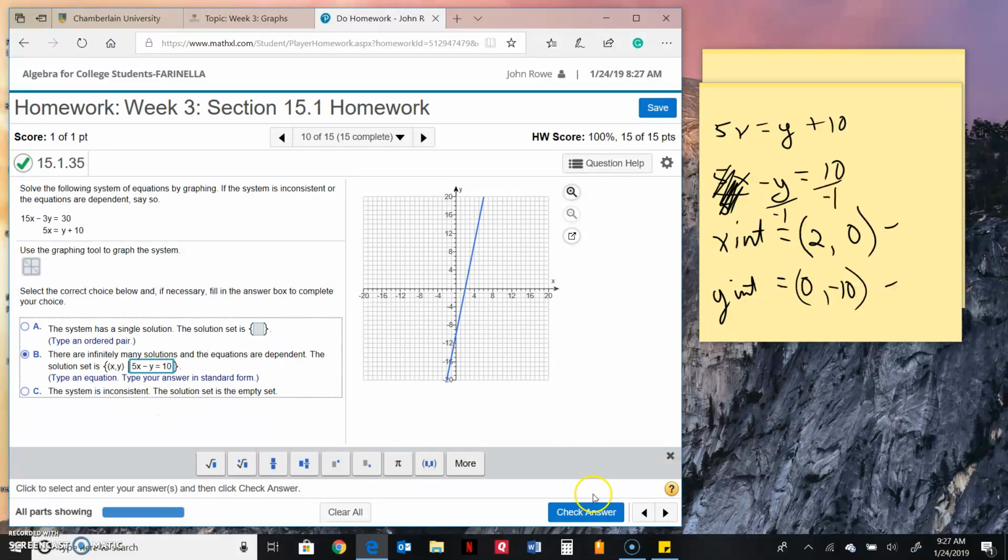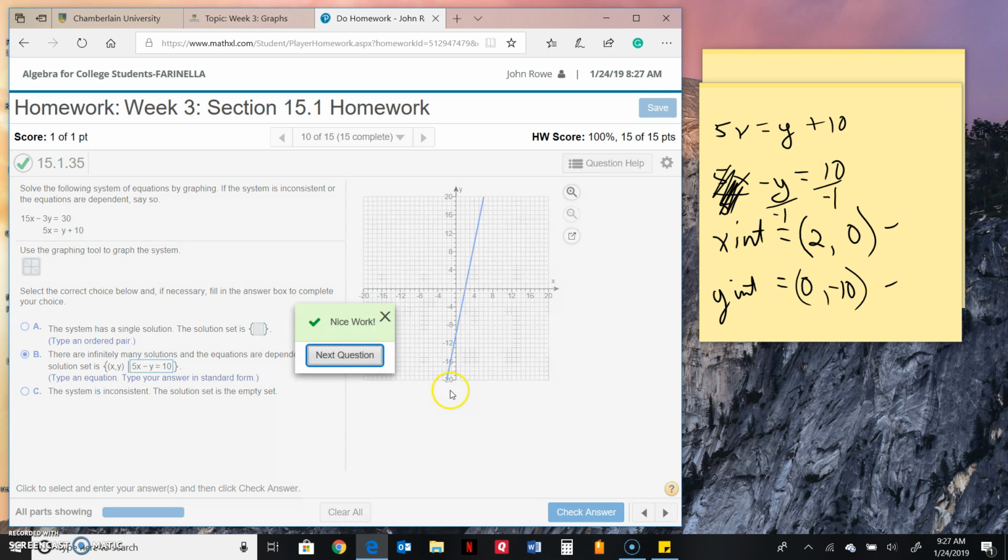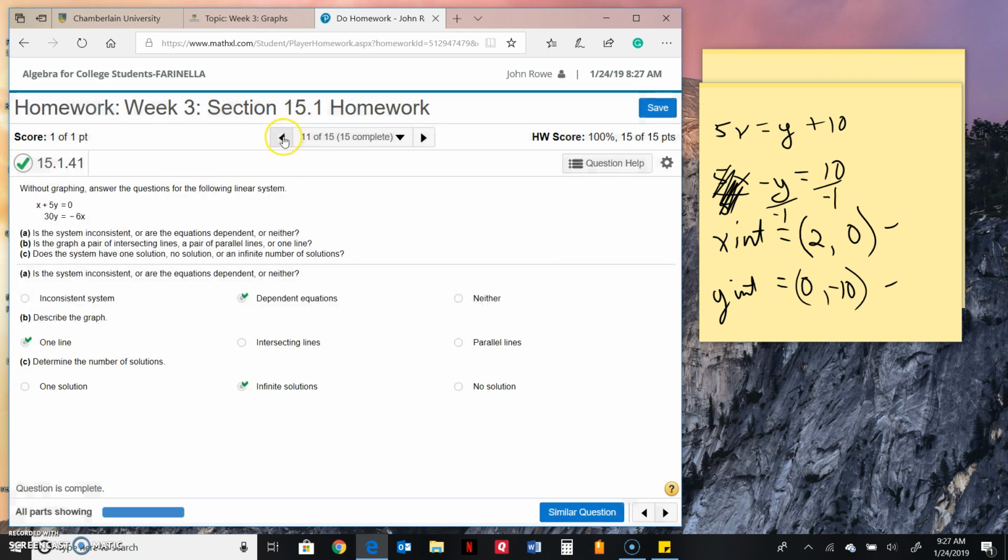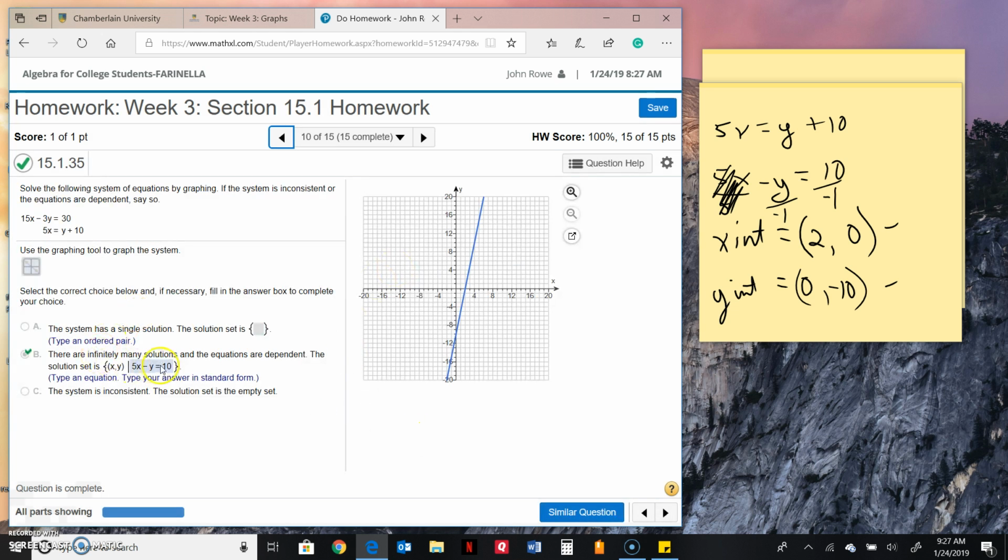Let's see if this is correct. That is correct. All right, guys, so that is how you solve an equation that has an infinite number of solutions.